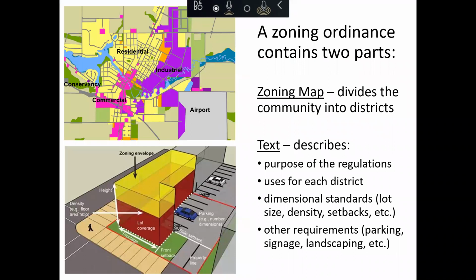Okay, so a very brief introduction to zoning. A zoning ordinance contains two parts. The first is the zoning map, which divides the community into districts as shown here. And the second part is the text. The text includes a number of things, including the purpose of the regulations. Why do we have this zoning ordinance in the first place? Which land uses are allowed for each district, what the dimensional standards are, and any other requirements.